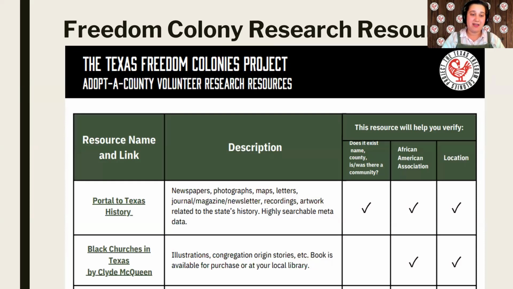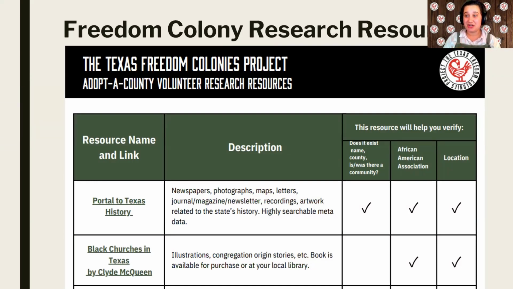What we've made available is the resource name and the direct link to that site, a description of what that site holds, and how this resource will help you verify the three different goals that we have, which is: does it exist? What is the name of the community? And was there a community? What sort of African American association there was, and the location of said African American community.